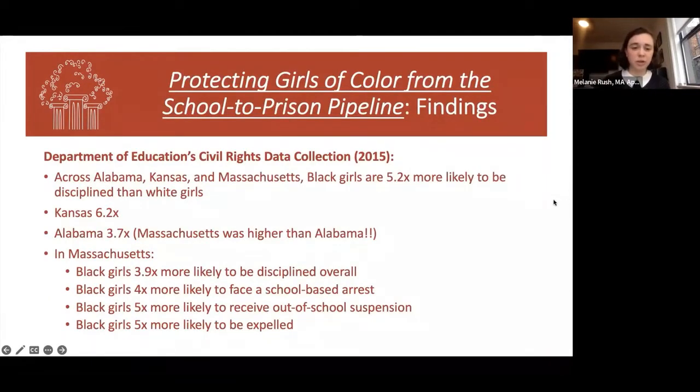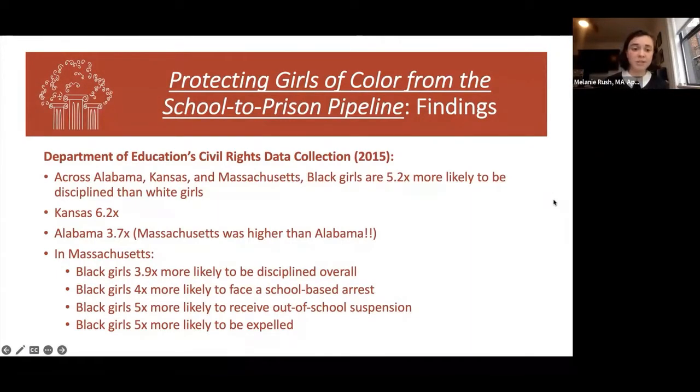We also wanted to explain how Massachusetts Appleseed got into this project. As Deb mentioned, in 2020 we worked with two other Appleseed centers, one in Alabama and one in Kansas, to do a comparative review of the way Black girls were experiencing disproportionate discipline in those three states. This report was released in 2020, but at the time, the latest national data that we could compare equally for all three states was from 2015. Despite that limitation, we unsurprisingly saw very serious disparities across all three states.